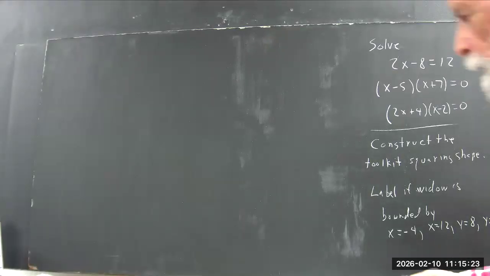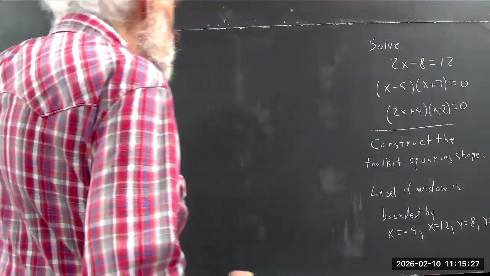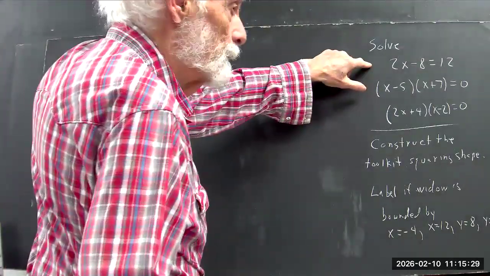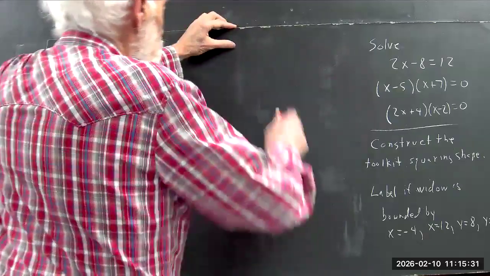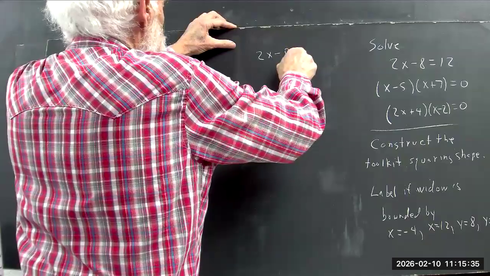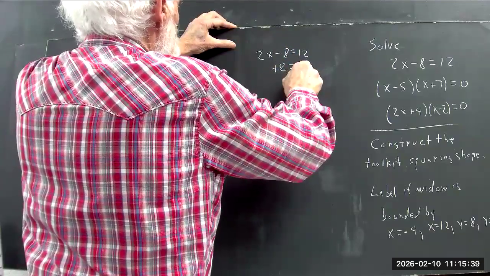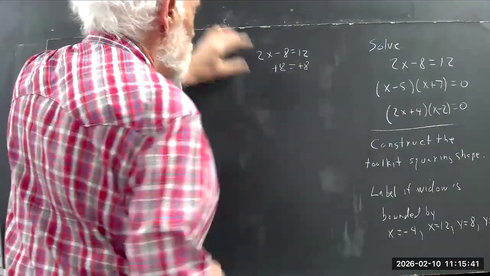Okay, we have the quiz here. Let's just quickly solve these equations. 2x minus 8 equals 12. You add 8 to both sides.